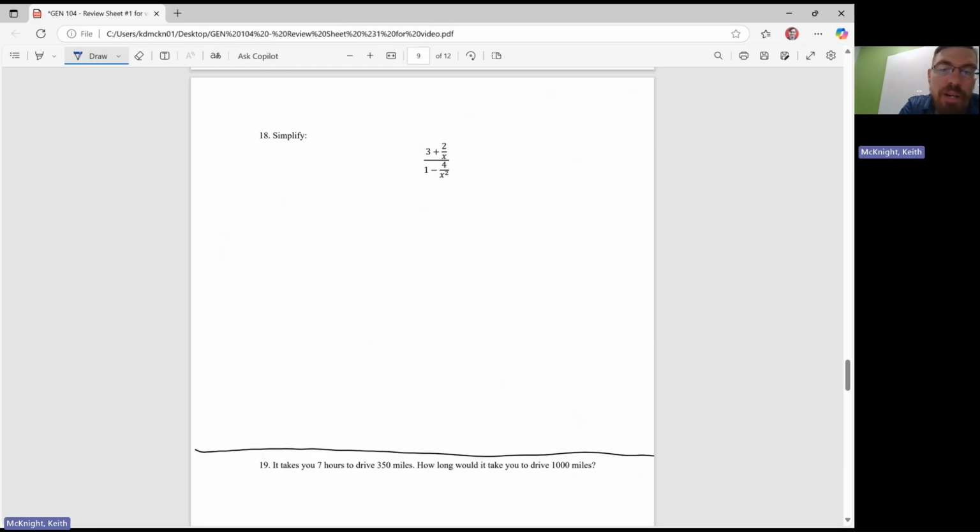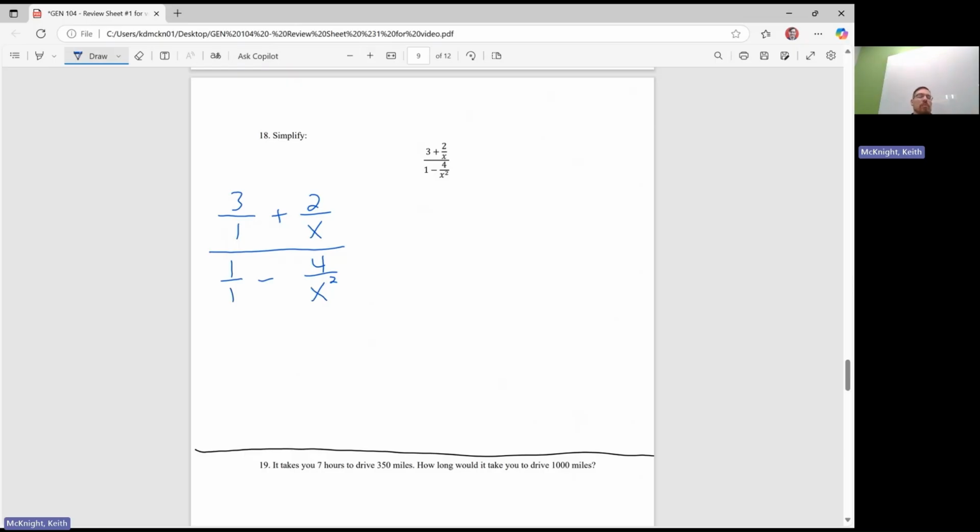So I always like to rewrite it to start. I'm going to rewrite it, and everything is going to be a little fraction. So I'm going to put a 1 underneath that 3. I'm going to keep my 2 over x. I've got my big fraction. I'm going to do a 1 over 1 here. And now I've got my 4 over x squared. So now I have 4 little fractions inside of my big fraction.